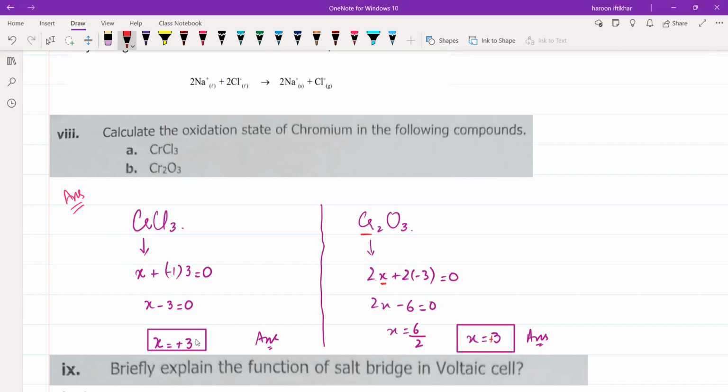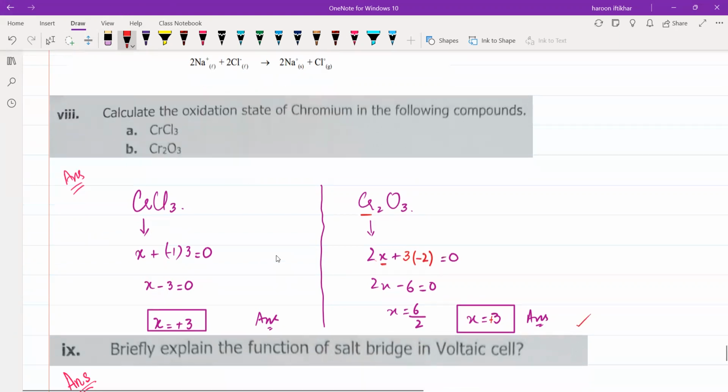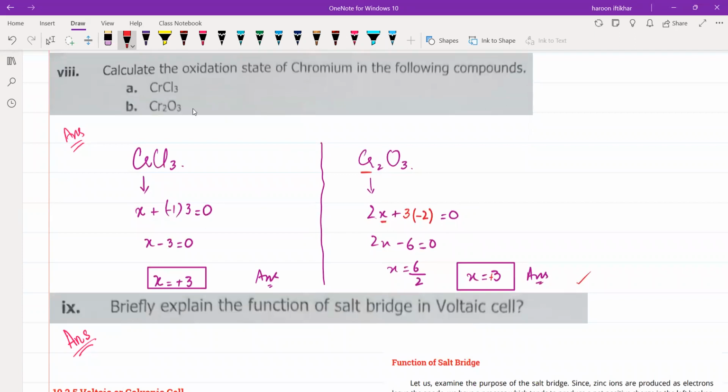Okay, there's a little mistake here. Plus there are three oxygens and the state of one oxygen is -2. 2X minus 6 is equal to 0, X is equal to +3. So you will do these calculations for finding the oxidation states.